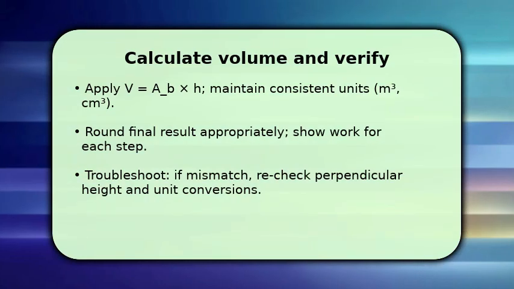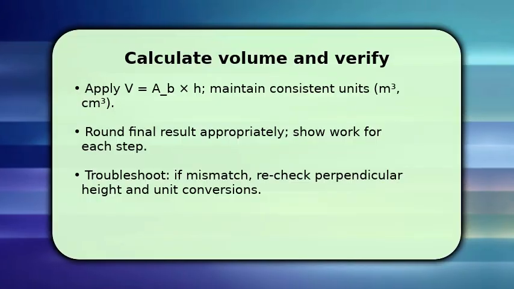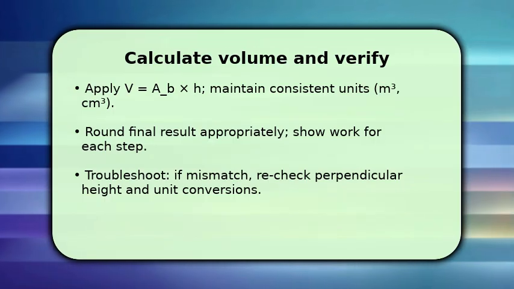Finally, multiply the base area A_b by the perpendicular height h to get volume V equals A_b times h. You must keep units consistent so your result is in cubic units, meters cubed or centimeters cubed. After computing, round the final number sensibly and label units.